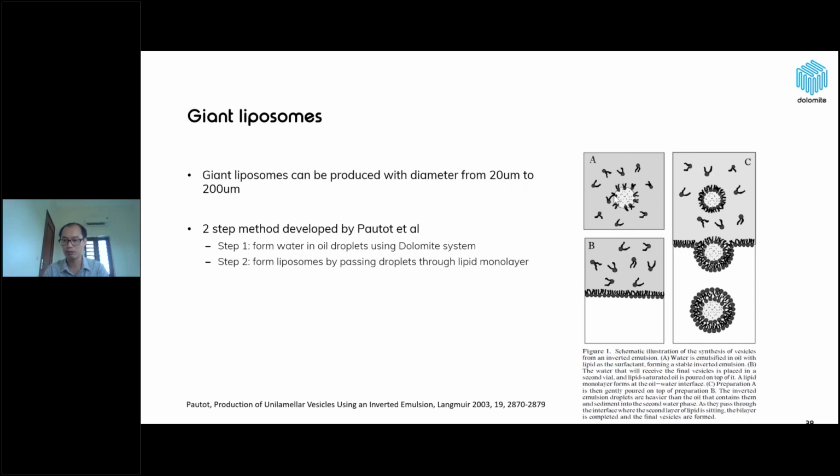So here showing a scheme for step-by-step making of the giant liposome. The first step is the making of droplets which contain one layer of lipid membrane, and after that it passes through the wire which contains the oil and the lipid membrane, and it can make a bilayer lipid membrane with a microparticle droplet in here.